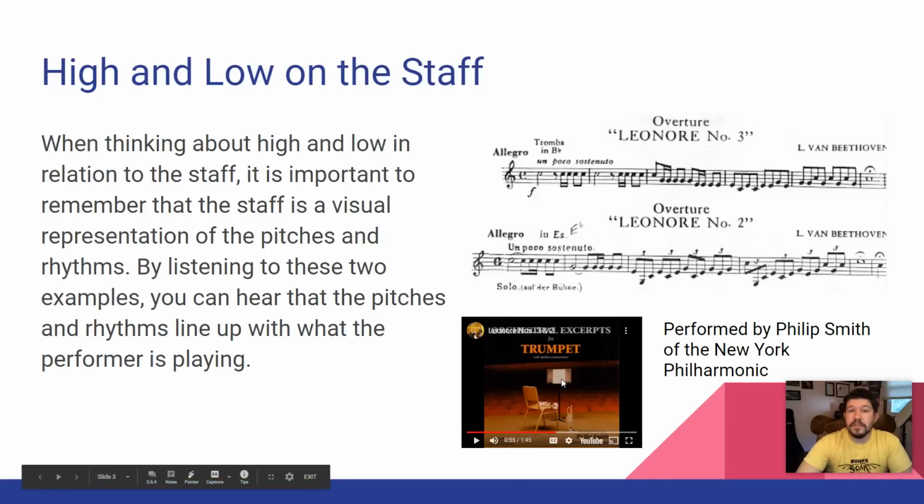As you can hear, there are some sounds that are higher and some sounds that are lower. We're going to take a listen to this next one, and we're going to get some even more different sounds in there. Hopefully you can start to hear where those notes are lining up, whether they're higher or lower. Here comes the second one, Leonore number 2.